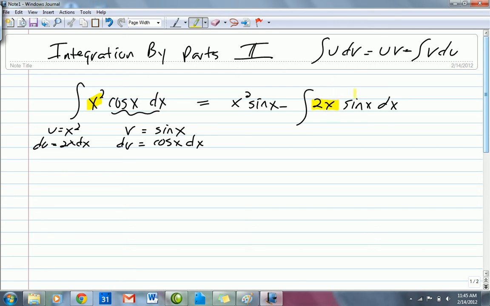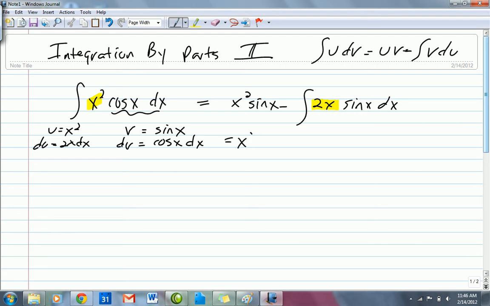Okay, now I still have a problem because of this extra x in the product, and substitution is still not appropriate, nor can I immediately integrate 2x times sine x. There's no product rule for integration. So what I have to do is one more time apply integration by parts, but now integration by parts is applied to 2x sine x.